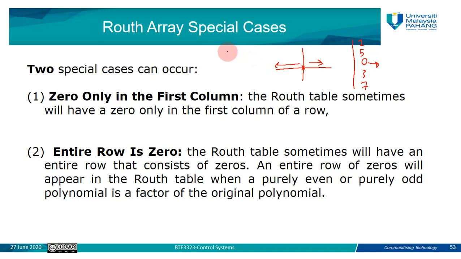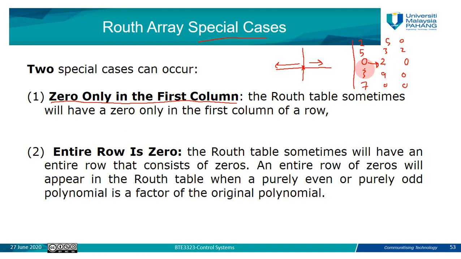So for this, we say there are special cases. Special cases mean you have 0 in the first column. In this case, you need some special techniques in order to identify the stability of your system. The first case is that we have only one 0 in the first column. If you have one 0, that means the others are not 0. For example, we have 3, 2, 5, 0, 9, 7. The first case is that you have one 0 in the first column only, while the others are not 0.